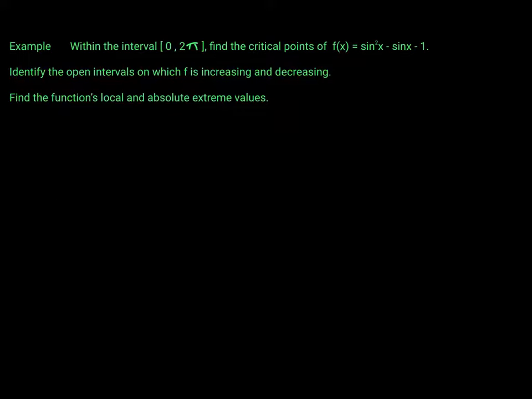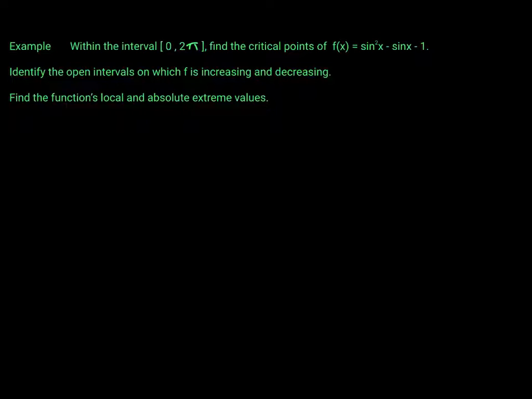All right, check it out, folks. Within the interval from 0 to 2 pi, find the critical points of this trigonometric function, sine squared of x minus sine of x minus 1. Once we've found the critical points, we want to identify the open intervals on which this function is increasing and decreasing, and then finally, find the function's local and absolute extreme values.